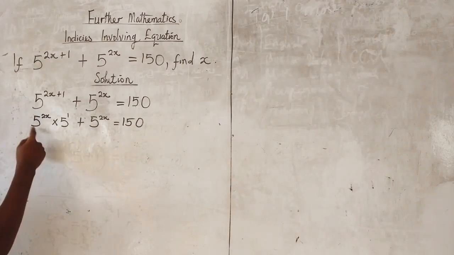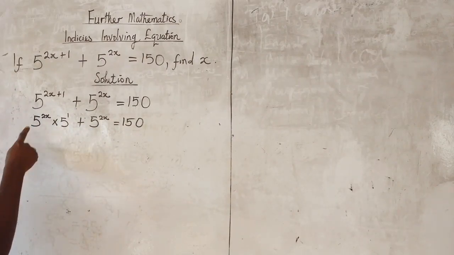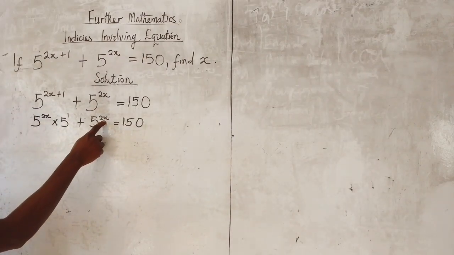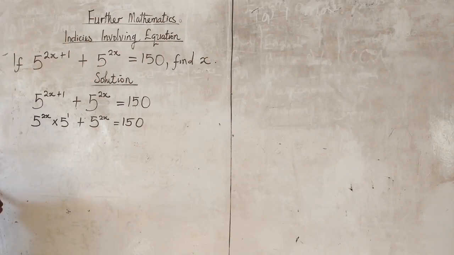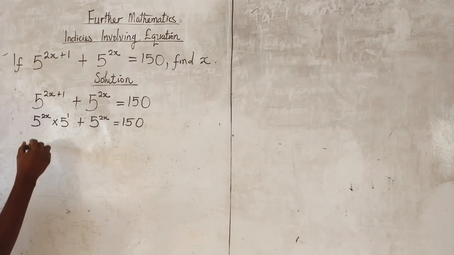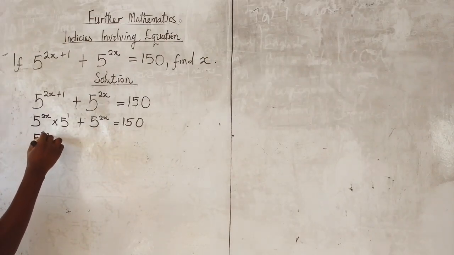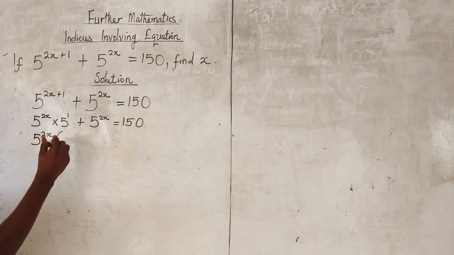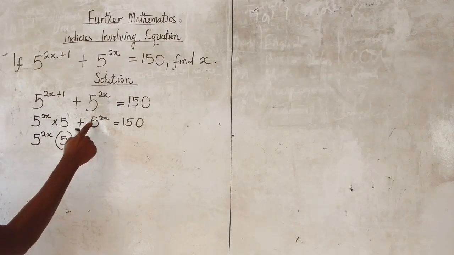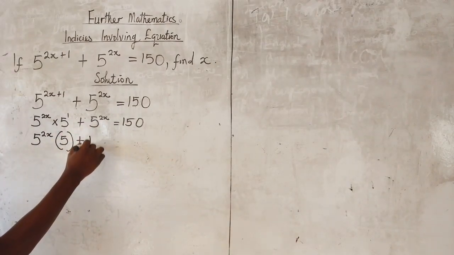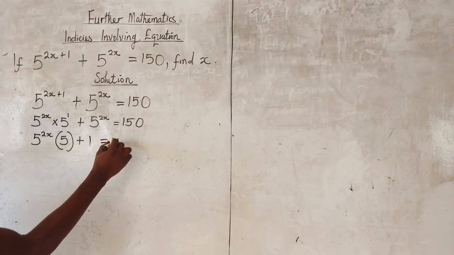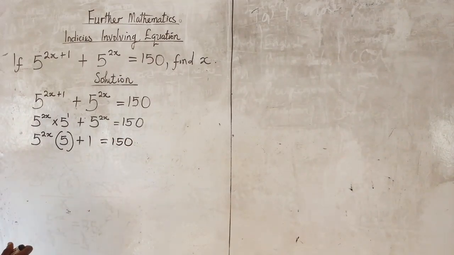So solving further from this point now, if you check both sides on your left hand side, you will see that the same term appears two times: 5 raised to the power of 2x and 5 raised to the power of 2x here. So I'm going to factor out 5 raised to the power of 2x. Bringing it out, I will open the bracket. What am I left with here? 5 raised to the power of 1, which is the same thing as 5, plus, if I remove it here, I'm left with 1, is equal to 150.